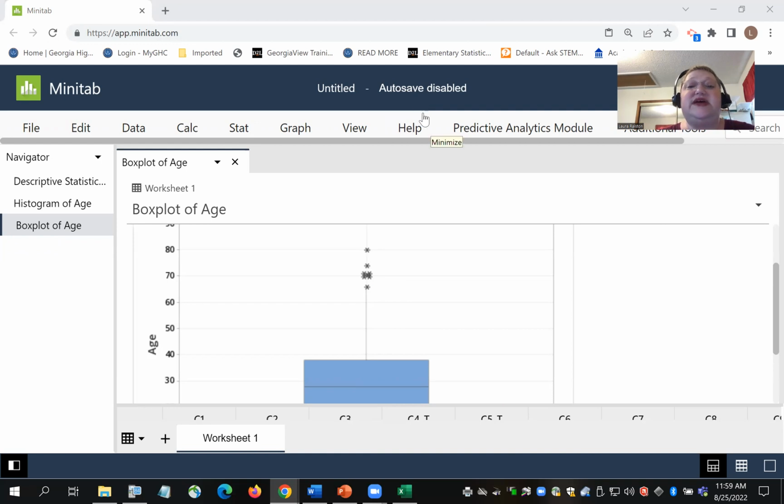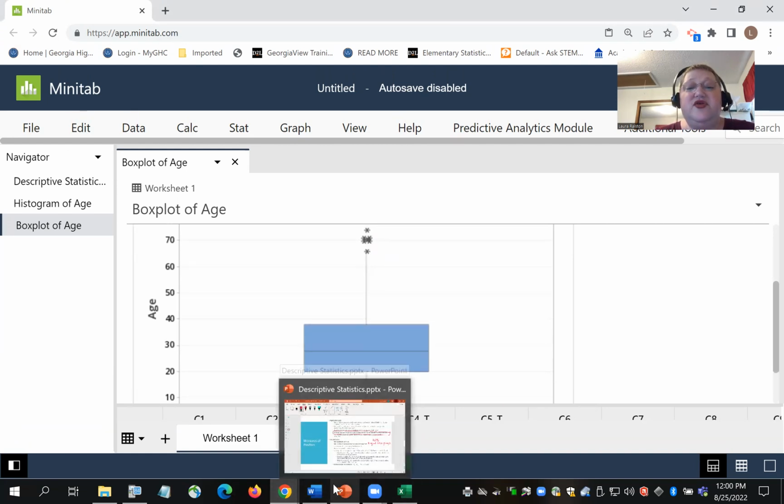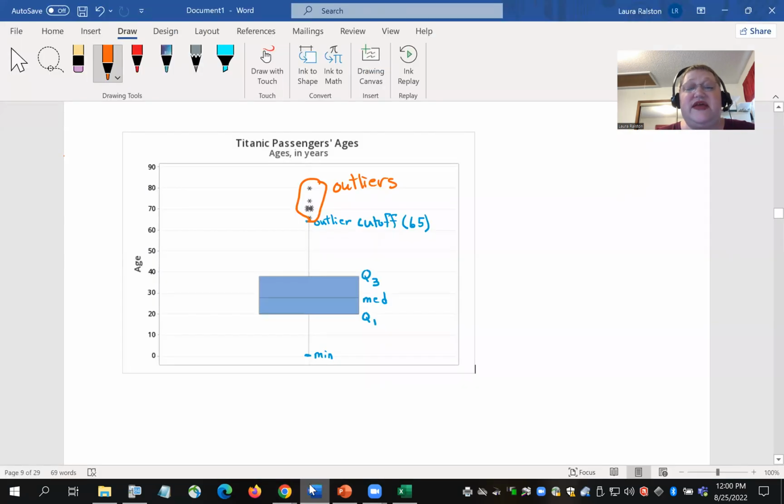Yes, Jeannie, 80 is our maximum, is the maximum value in this data set, but it is actually an outlier. Okay, other questions that you may have, and I got one more thing that I need to show you.